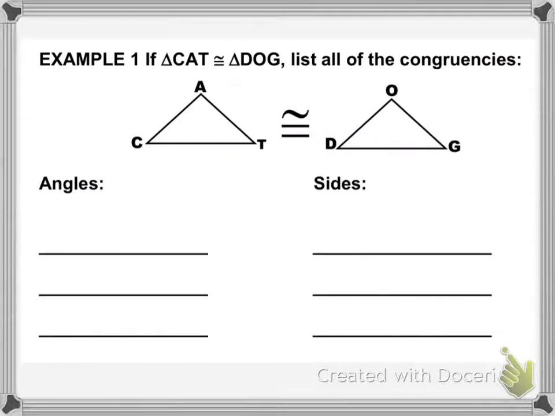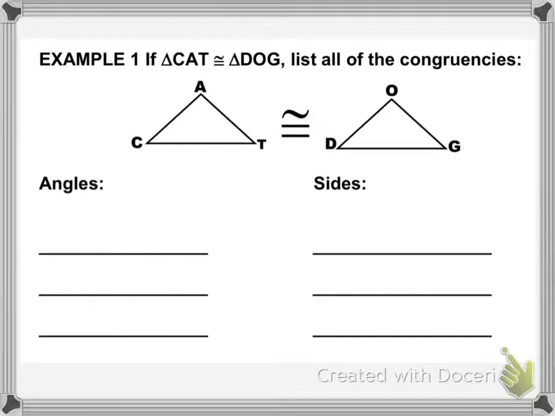So first we're going to quickly review something we did a couple lessons ago just to make sure we're all on the same page so that we can understand what this new step is for us in our proofs. So this should be review. Feel free to pause it and try to do it on your own first. So if triangle CAT is congruent to triangle DOG, list all of the congruencies.